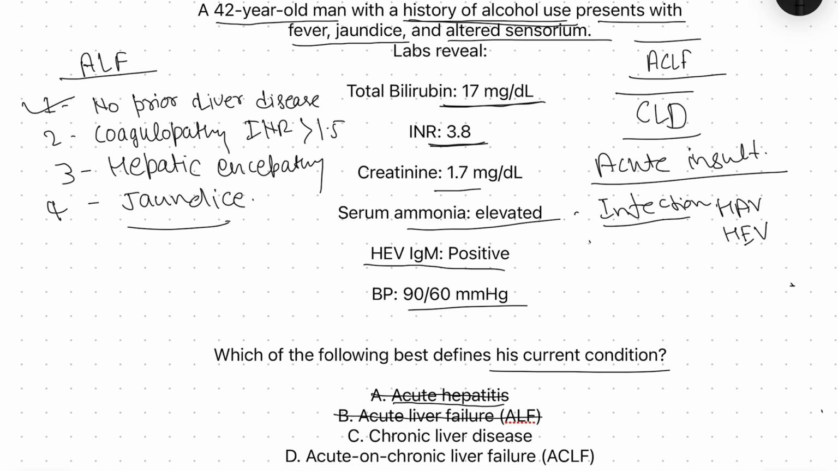Option C is chronic liver disease. Chronic liver disease is there, but there is also an acute insult on the liver, that is the hepatitis E virus insult. So rule out option C. Option D is the correct option, acute on chronic liver failure. Why? Because there is CLD and the acute insult is hepatitis E virus, which leads to jaundice, altered sensorium and coagulopathy. So it is a case of ACLF.